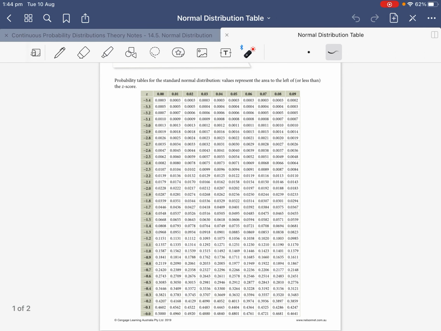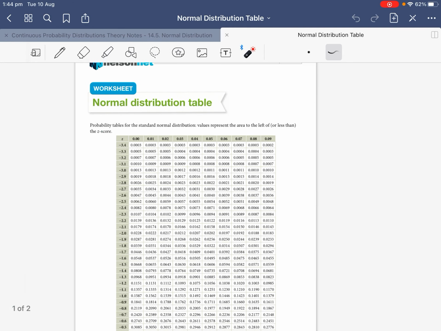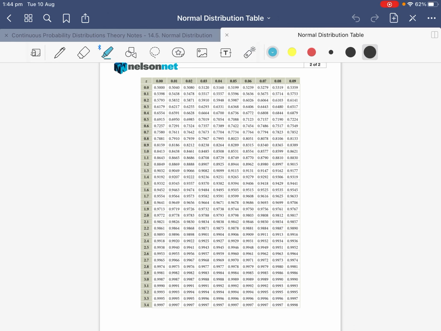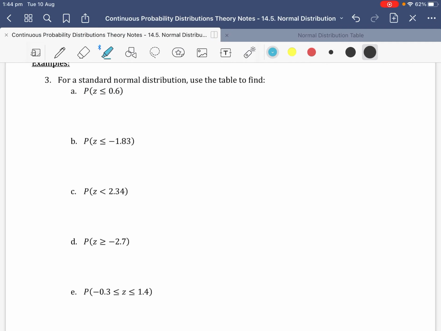So if we look here, we are trying to find 0.6. So 0.6 is this row here. And we're just doing it when the mean is 0. So 0.6 when the mean is 0 is 0.7257. So that means that this, in highlighter, equals 0.7257.